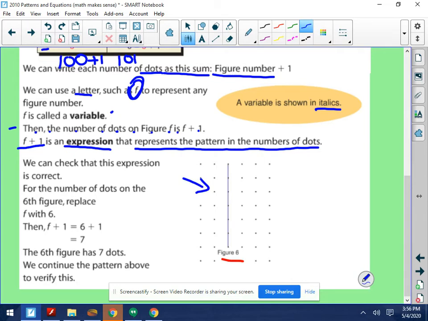So we'll replace F with figure 6. Figure 6, we're going to apply this expression. Where it says F, we have to replace F with the figure number, and that figure number there is 6. To find out how many dots there are, we apply the rule or the relationship. So 6 plus 1 equals 7. There should be 7 dots. Let's check. 1, 2, 3, 4, 5, 6, 7.